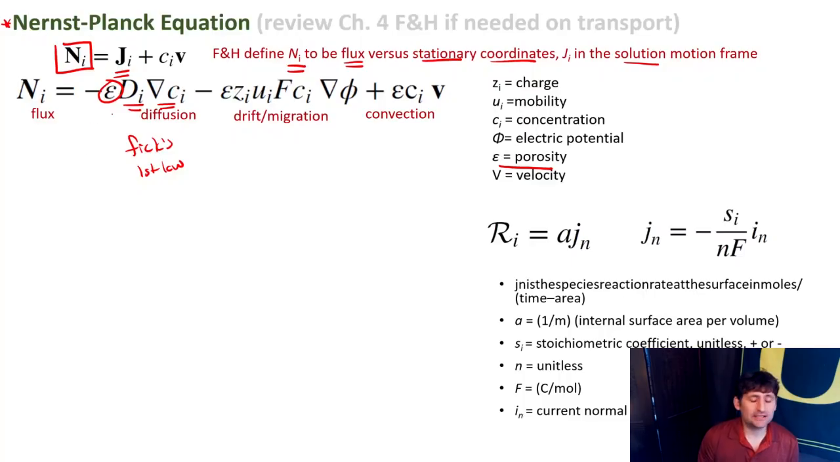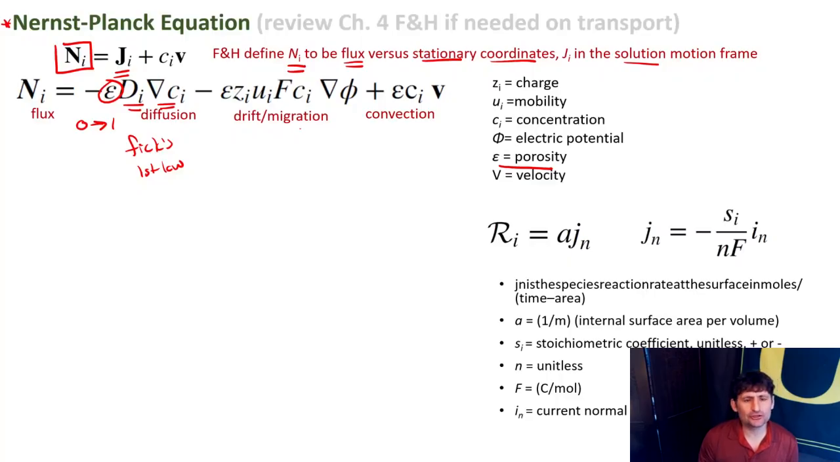So if the porosity is 0.5, porosity typically goes from 0 to 1. So if porosity is 0.5, you only have half of the electrode made of electrolyte, and therefore the flux due to diffusion is going to be half of what it would be if you had pure electrolyte. So that's a very simple modification of our Nernst-Planck equation that we've used before.